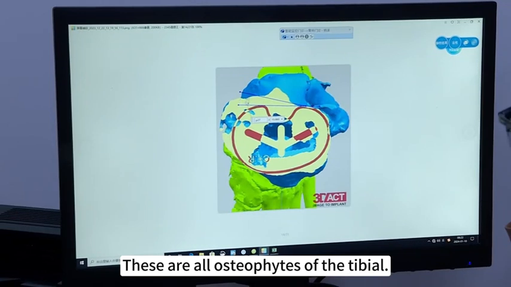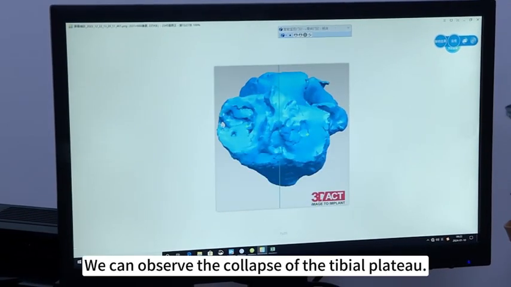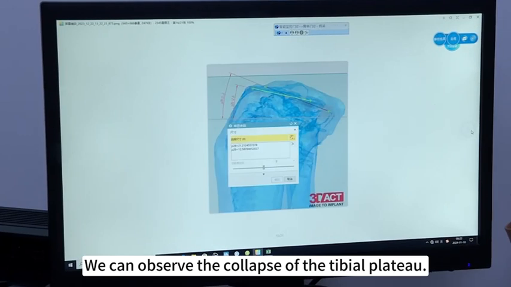These are all osteophytes of the tibia. We can observe the collapse of the tibial plateau.